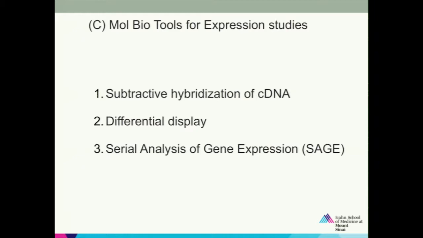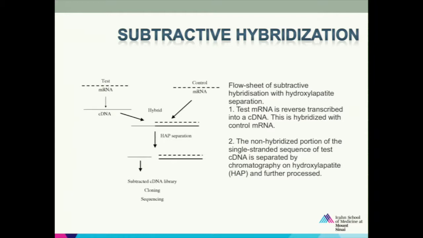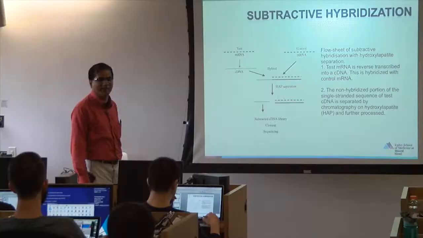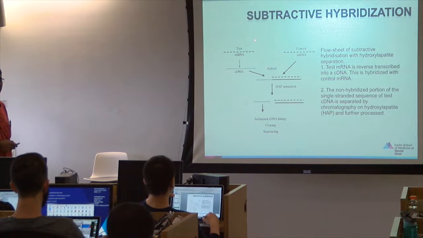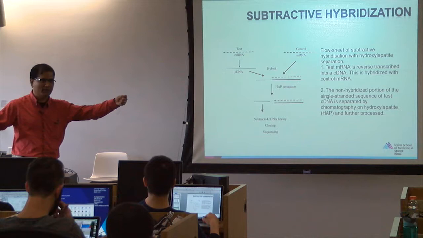Okay, subtractive hybridization is a very simple concept, right? Has anybody heard of or used this technique? I don't think anybody has used it, but you might have heard of it. What you can do is take a test cell, or sometimes a Jurkat cell or a reactivated T cell. There are two different conditions.